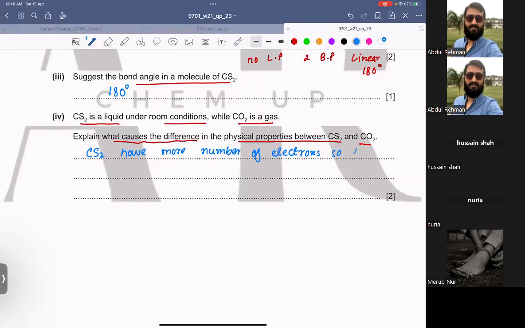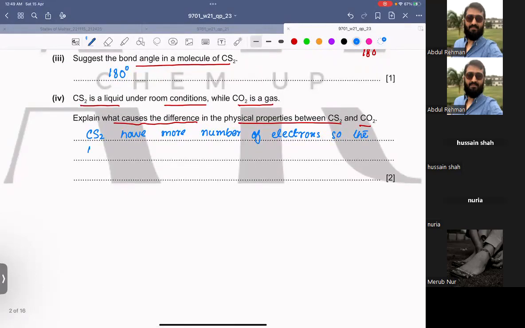So there are stronger induced dipole forces between CS2 molecules. Is this clear to everyone?